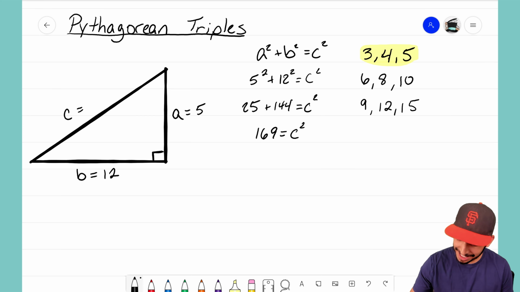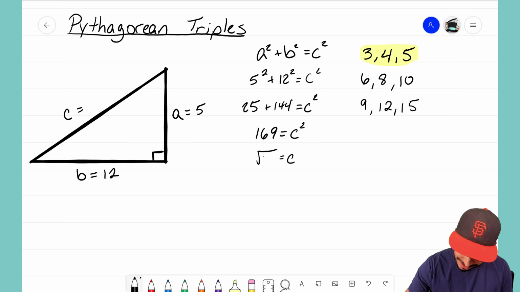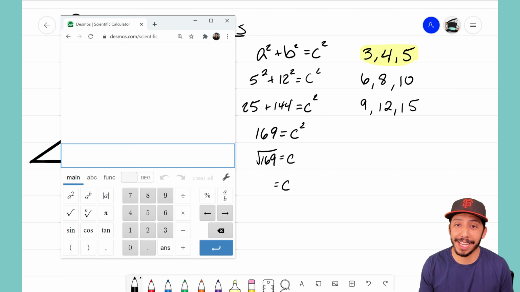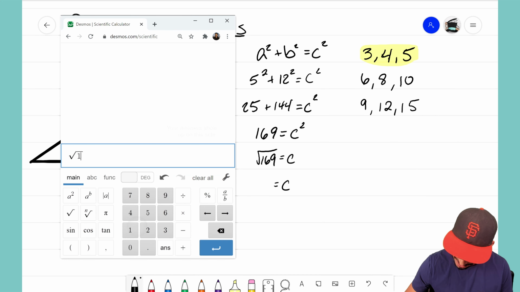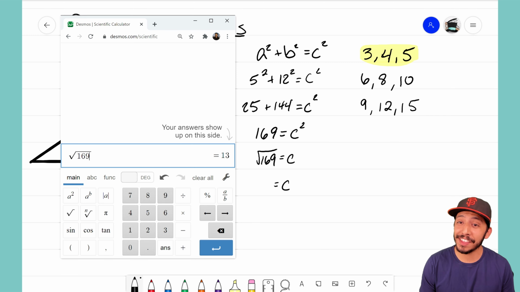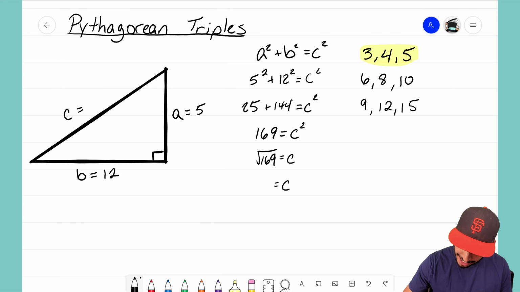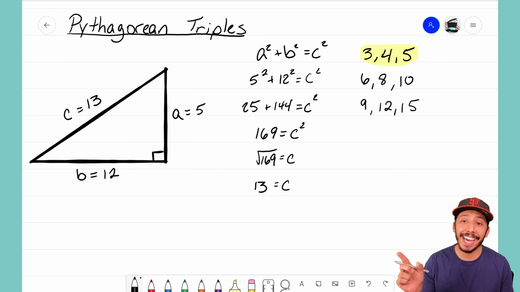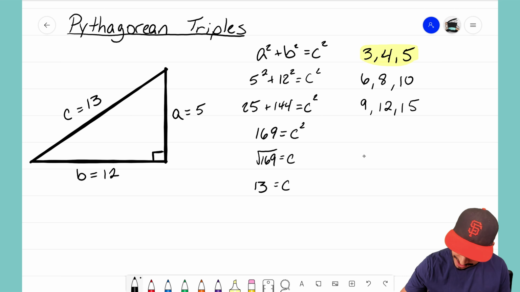Remember, we're interested in C, so I will take the square root of 169, and if you don't know that off the top of your head, you can always use a calculator. I'm using the free Desmos calculator that you can use online. I'm going to hit the square root button, type in 169, and I see that the square root of 169 is 13. So I find out that the remaining side of that right triangle is 13, and that is another set of Pythagorean triples. Another set which is 5, 12, and 13.